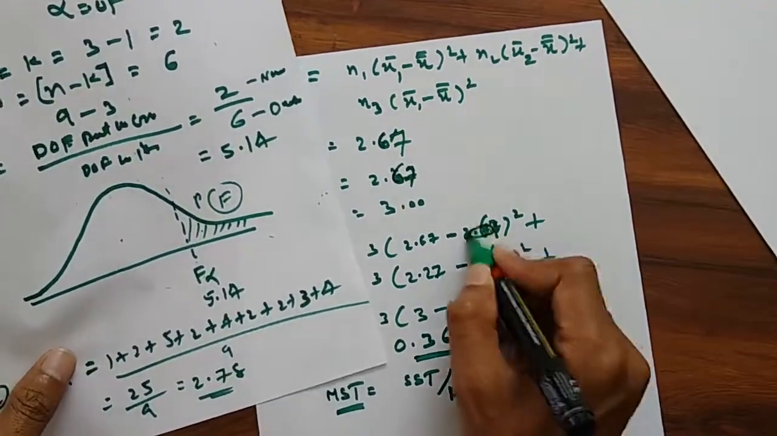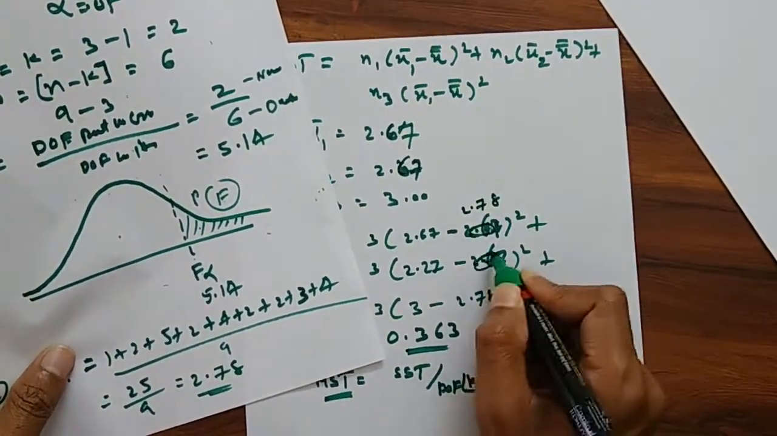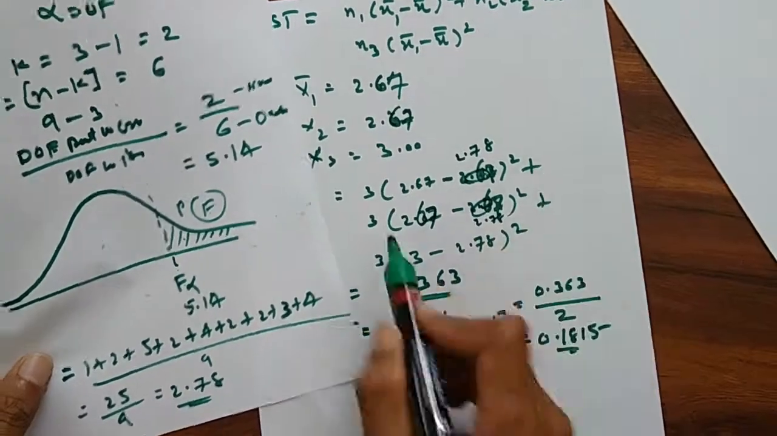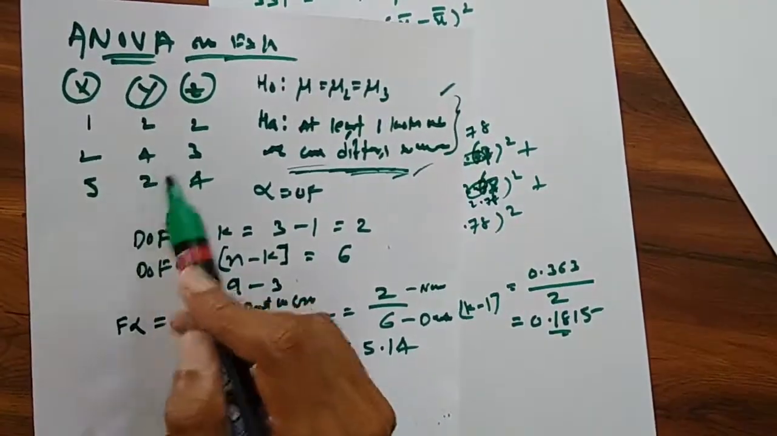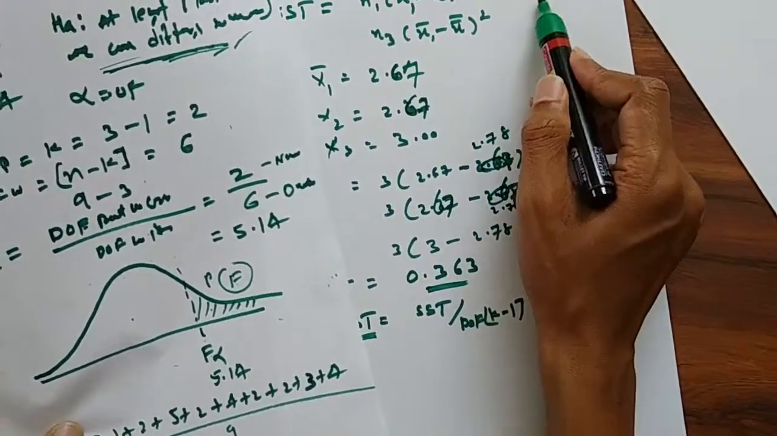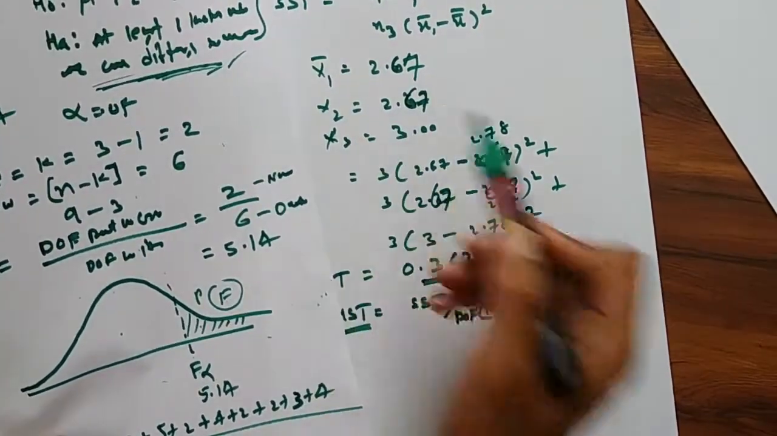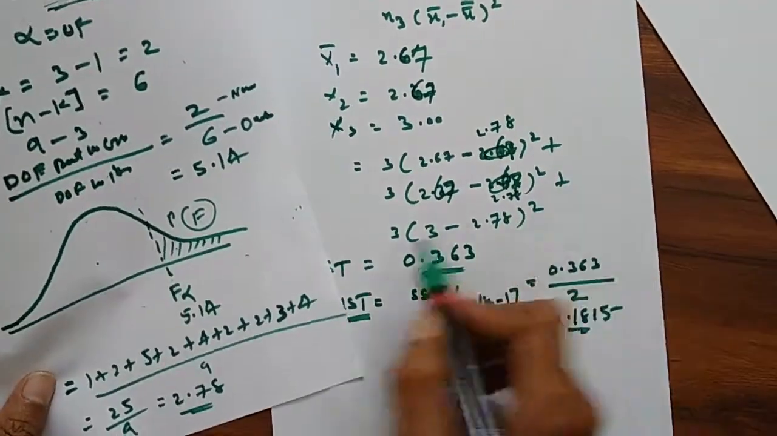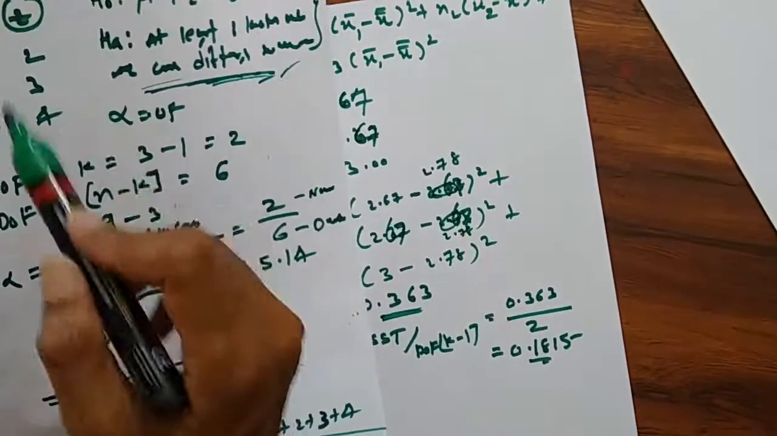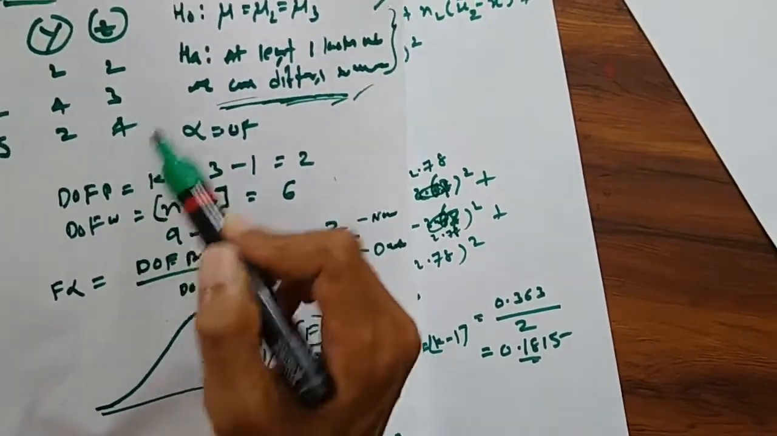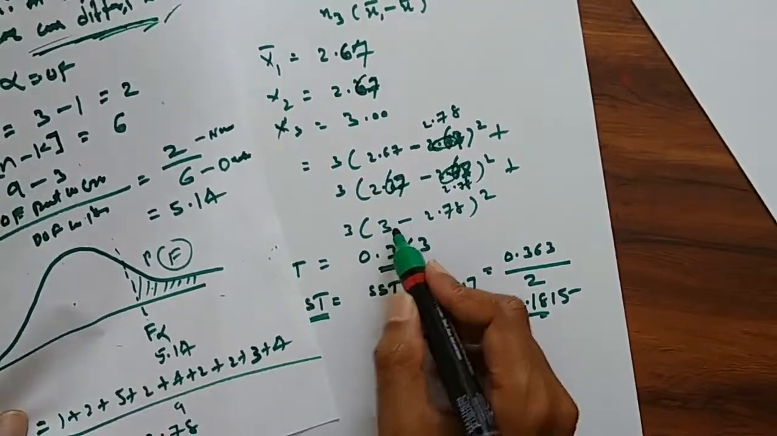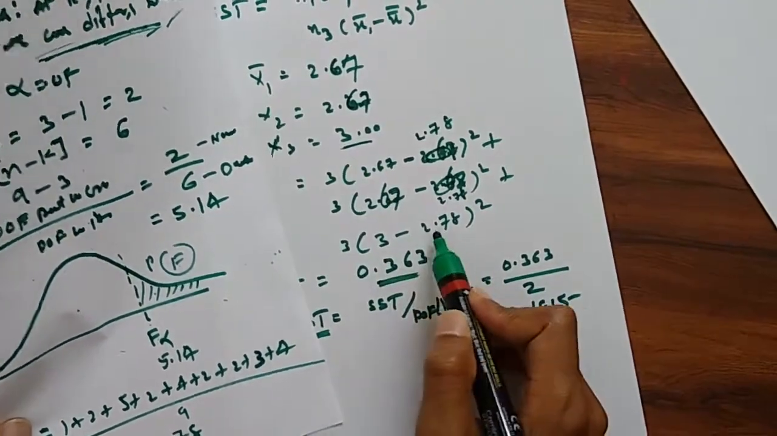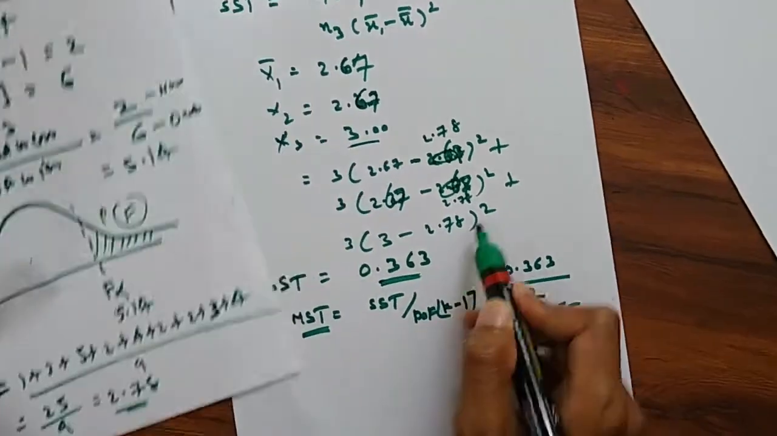Grand mean is 2.78. So plus 3 (n2, the second sample size is 3), our second mean is 2.67 minus our grand mean 2.78, plus n3, the sample size of our next sample, 3, multiplied by our next sample mean, which is 3, so 3 minus our grand mean 2.78, whole square.